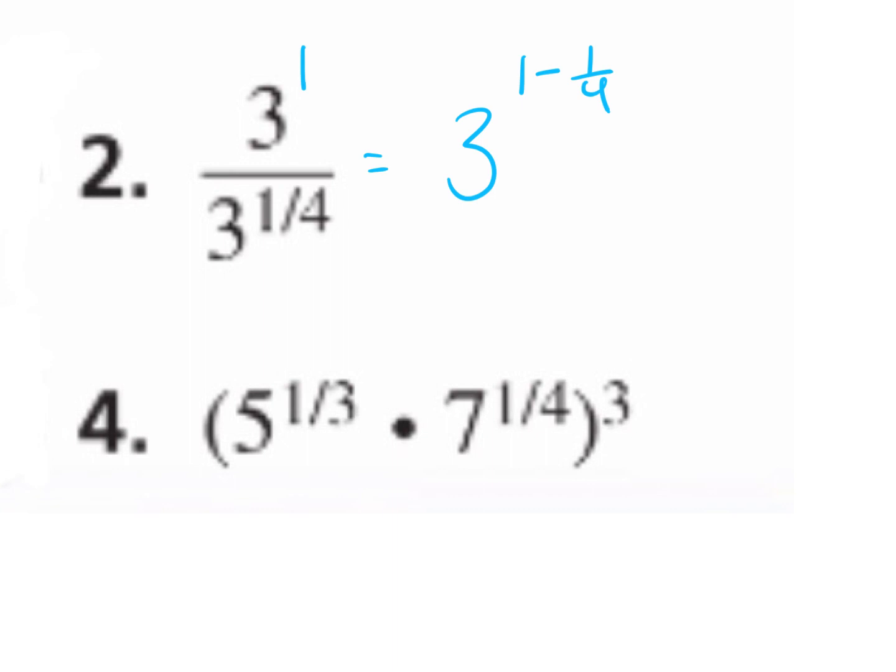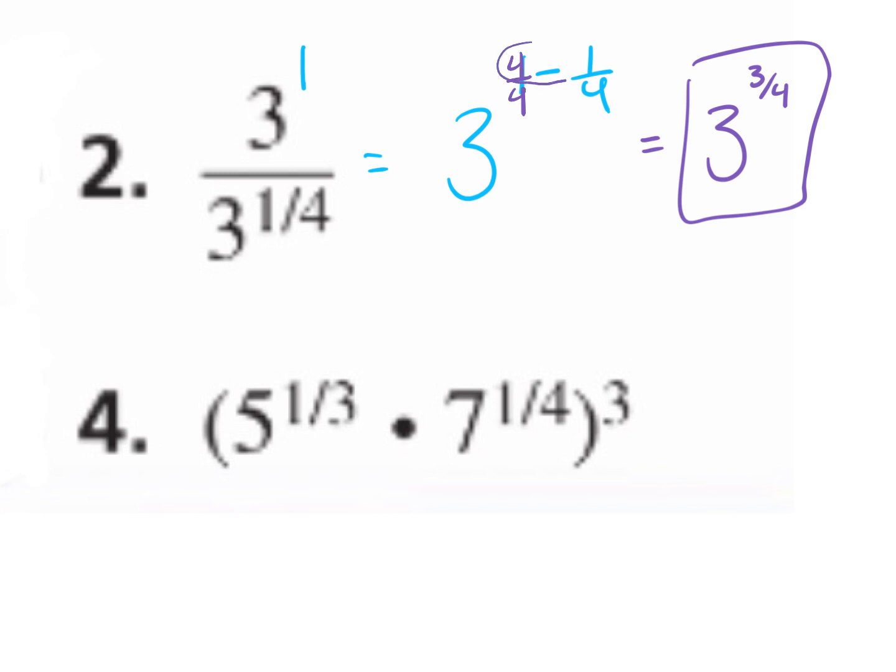Need a common denominator. So what could I change 1 to be? 4 over 4. Perfect. And when we subtract, what do we get? 3/4. So 3 to the power of 3/4. Because remember, we subtract the tops and keep the denominator the same.